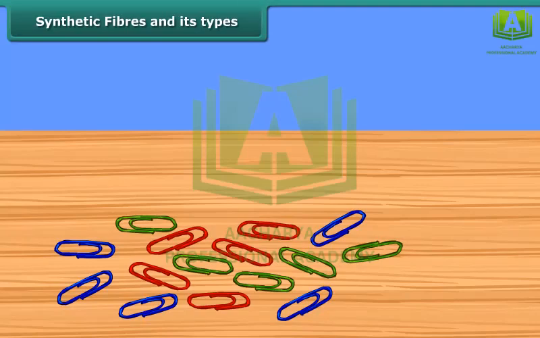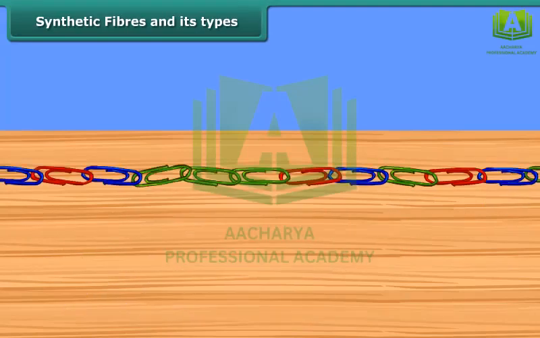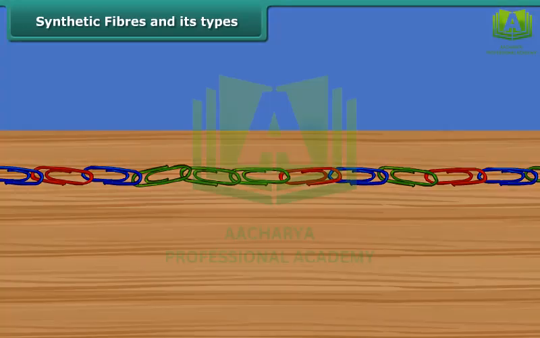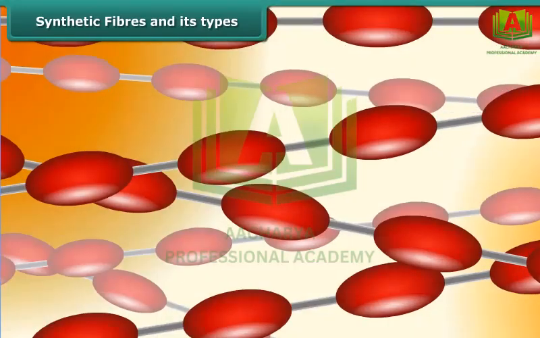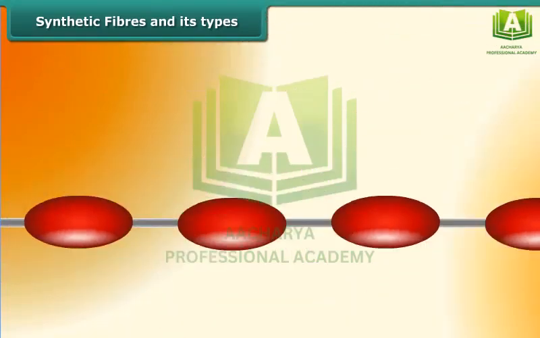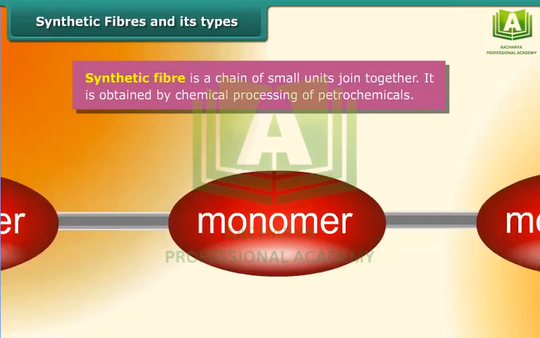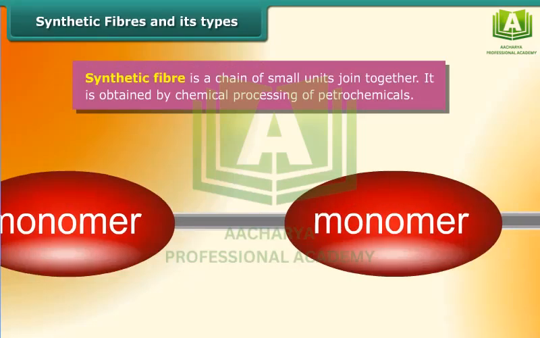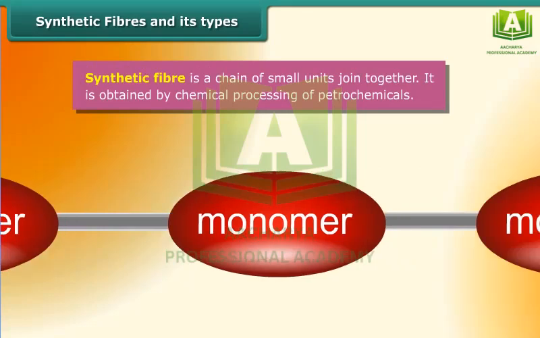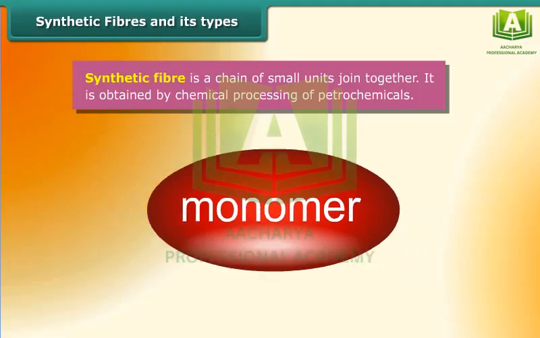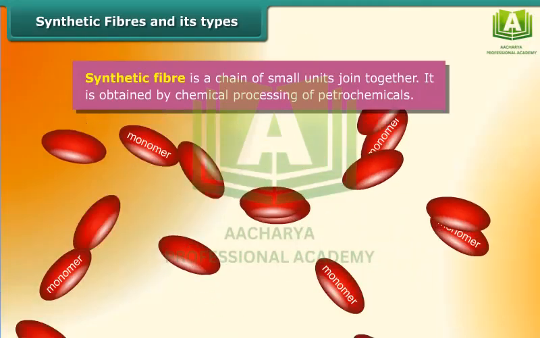Now let us join together a number of paper clips. What do you observe? This chain of paper clips is similar to the organization of a polymer. What is a polymer? Here many small units combine to form a large unit known as polymer. Each small unit is actually a chemical substance and is called a monomer.